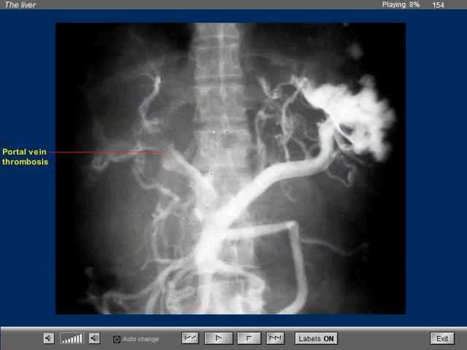Sonography, CT, MR angiography, and invasive angiography such as splenoportography or indirect portography injecting the SMA can show the portal vein thrombosis. In this case, a splenoportogram shows a large filling defect at the level of the portal vein, and note as an incidental finding the opacification of an umbilical vein.